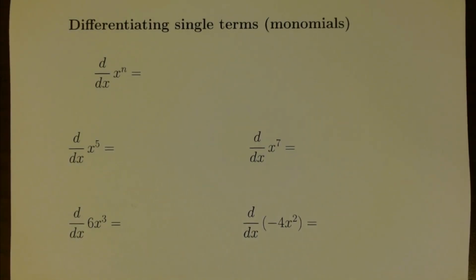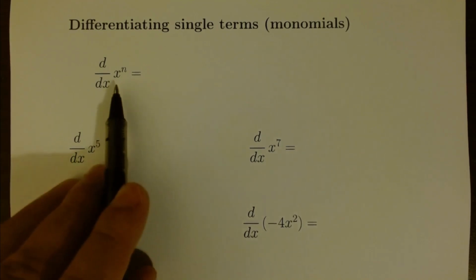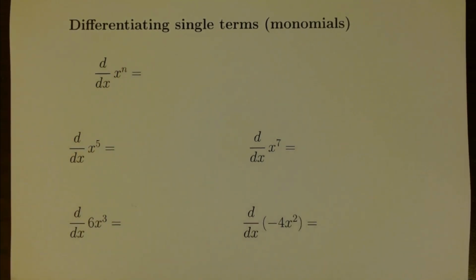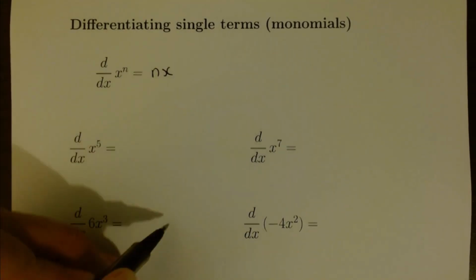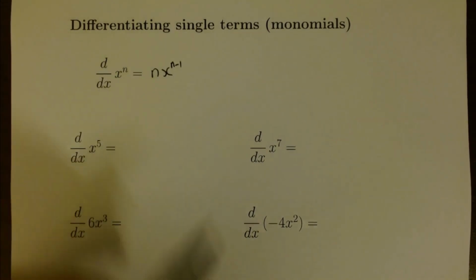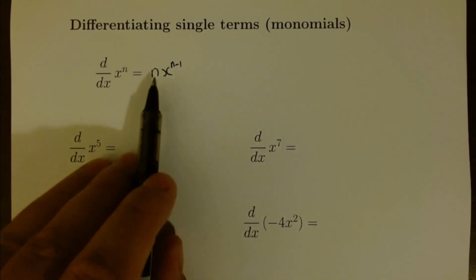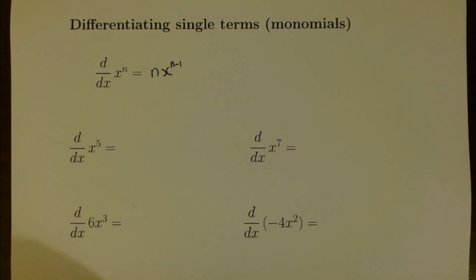Okay, so we'll begin with differentiating monomials, which are polynomials that only have one term. So for example, x to the 5 or x to the 7. And we'll start with the rule on how to differentiate x to the n. And the rule is that the n comes down and then you minus 1 off the power. So the derivative of x to the n becomes nx to the n minus 1. And that's it, that's the rule. And we won't be proving it in this lesson, we'll be just learning how to apply it.